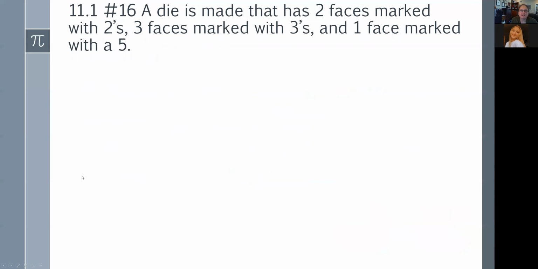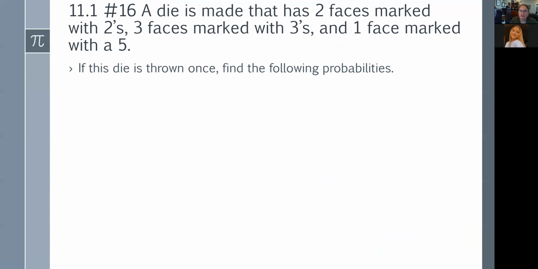Problem number 16 says, a die is made that has 2 faces marked with 2s, 3 faces marked with 3s, and 1 face marked with a 5. If this die is thrown once, find the following probabilities.